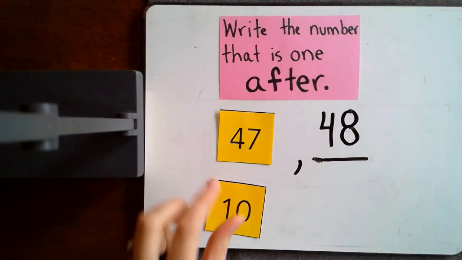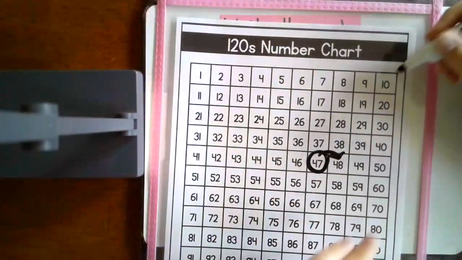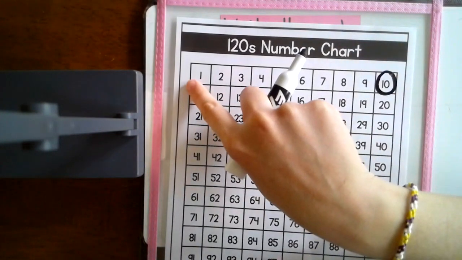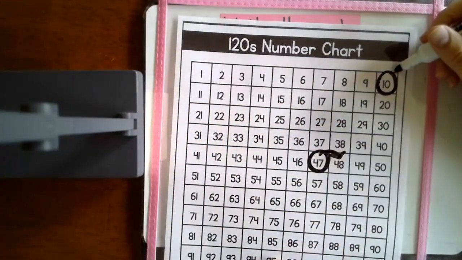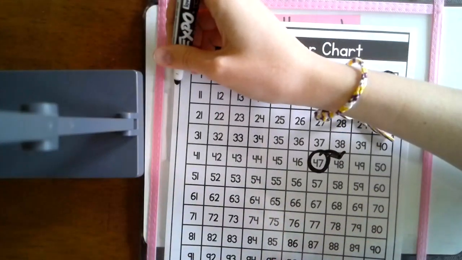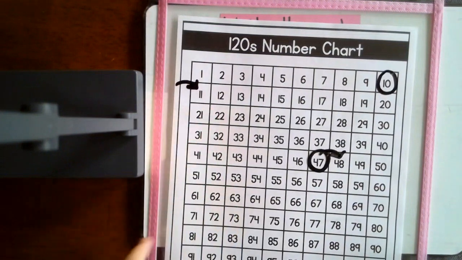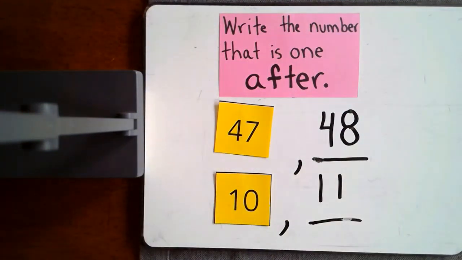Our next one is 10. So we need to find 1 after 10. Okay, pulling out my numbers chart. I find 10, but there's nothing after it. I have to go down to the next row. First graders, think of it like you're reading a book. When you read a book, you read from left to right. And then when you go to the next row, again, you read left to right. So if I'm going to find the next number, the number that comes after, I have to read left to right. And that number is 11. So 1 after 10 is 11.